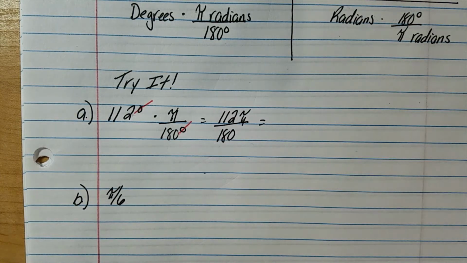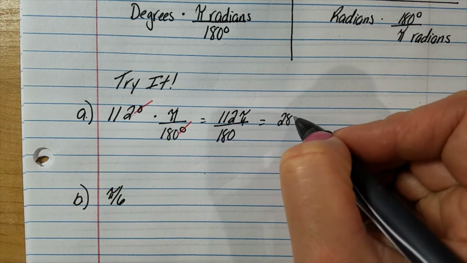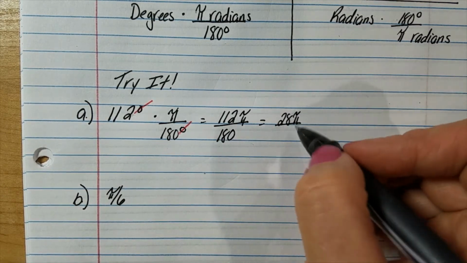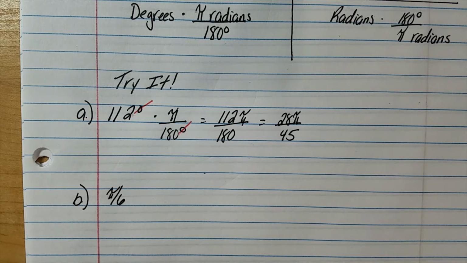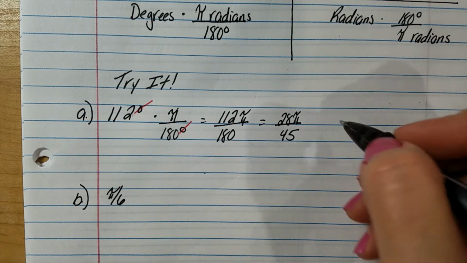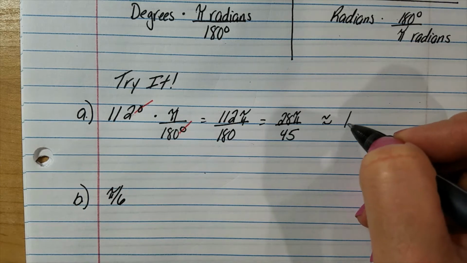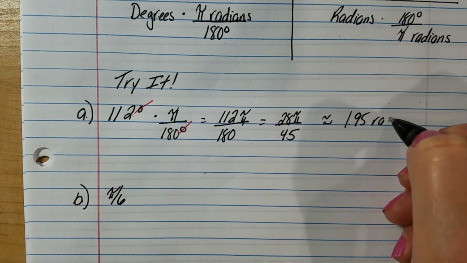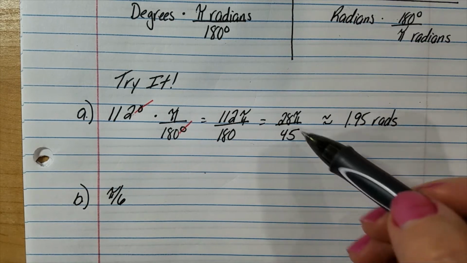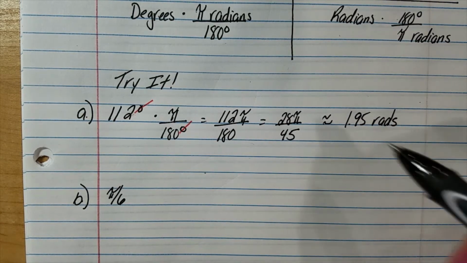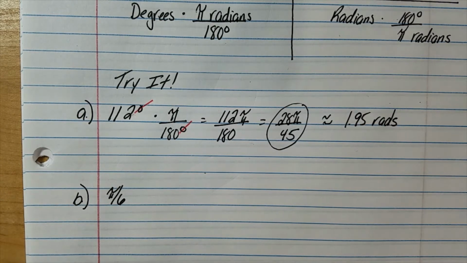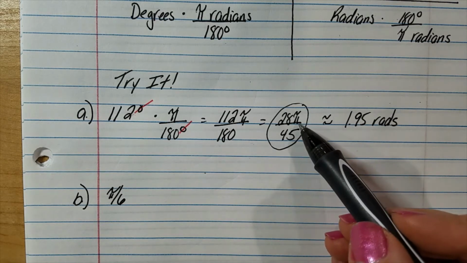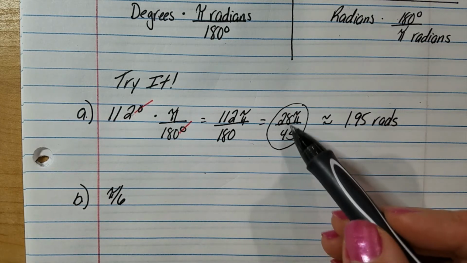My numerator and denominator are divisible by 4, which is going to leave us with 28 pi all over 45. Now, if you try this online, it's going to give you an approximate 1.95 rads, which is fine. It's correct. If you put this in your calculator, this is what you're going to get. But usually we leave it with the pi, and I believe in all of your homework, when you respond, you have to have pi in your answer. You're just going to reduce the fraction.